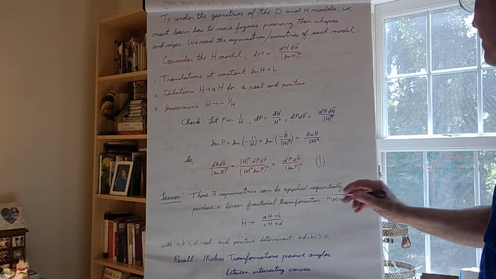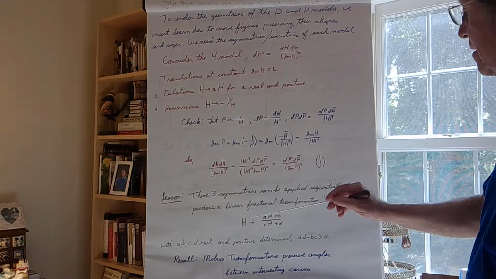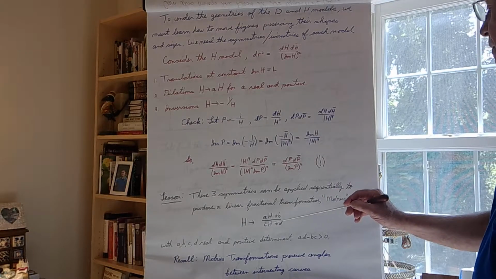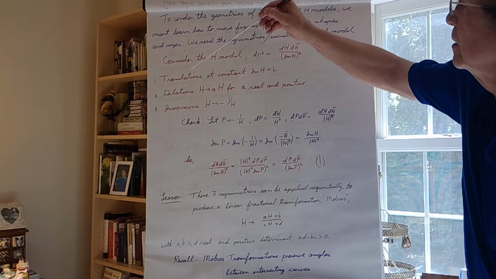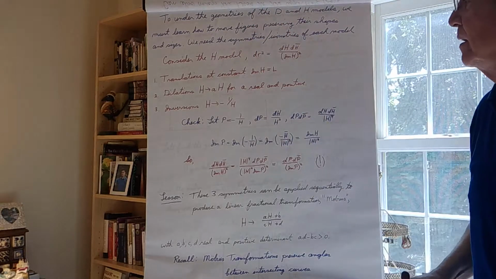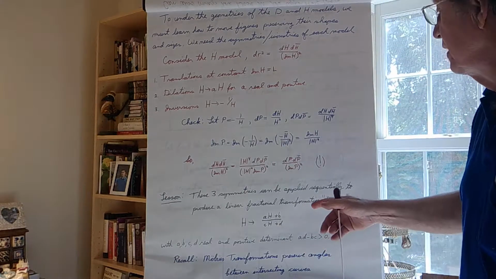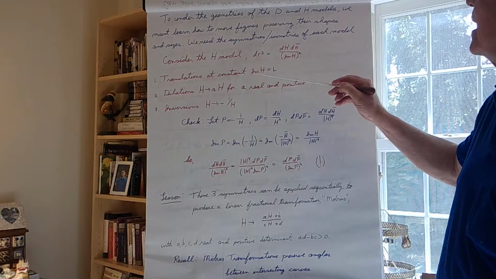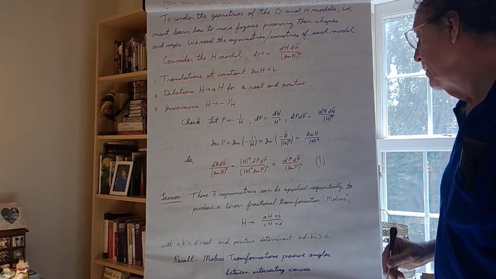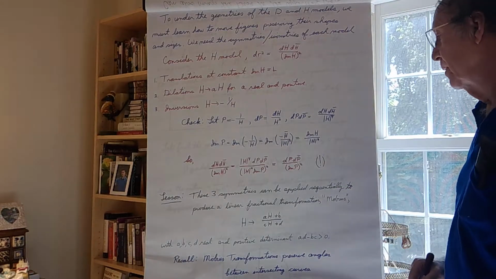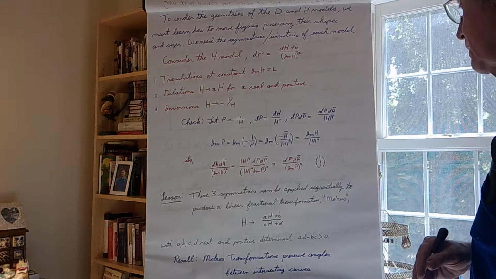Lesson: these three symmetries can be applied sequentially to produce a linear fractional transformation, a Möbius transformation of the form H goes to AH plus B over CH plus D, where A, B, C, and D are real and have a positive determinant. Just putting these three things together, I can make a linear fractional transformation of a restricted kind, but I have to keep the upper half plane mapping into itself, and so there are more restrictions on the parameters than a typical linear fractional transformation. But this one does what I want to do.